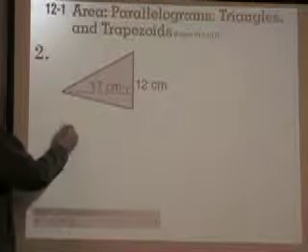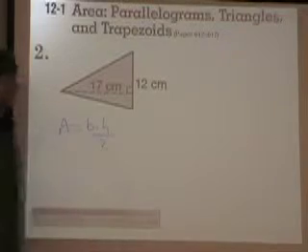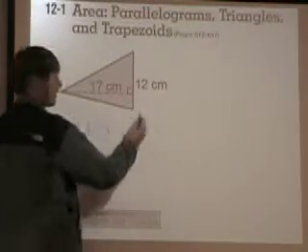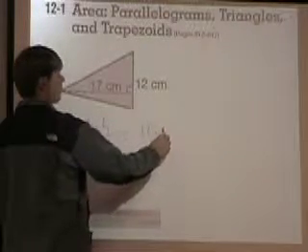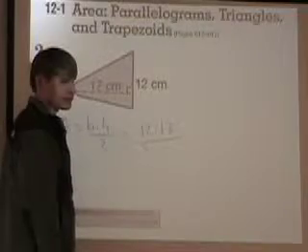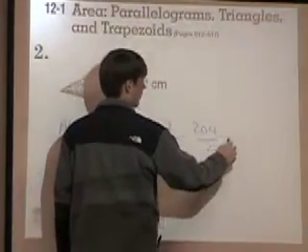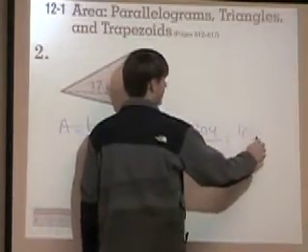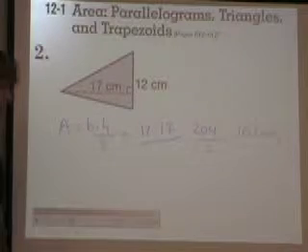The formula for the area of a triangle is base times height divided by 2. Caroline, what's the base here? 12. Good. So 12 times the height, which is 17. What's 12 times 17? 204. That equals 204. Now we have to divide by 2. And our area is 102 centimeters of our triangle right here.